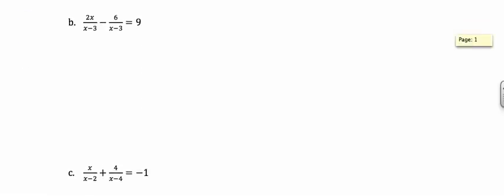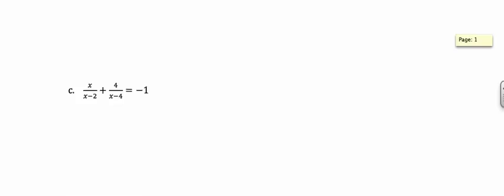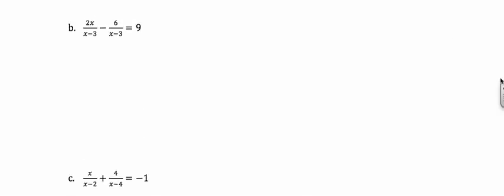Another method that you can use, I'm actually going to skip ahead to, no, I'll do B. B, we could get a common denominator too. We're already almost there. The other choice that you have is to multiply. I like this option a little bit better. You can multiply by your least common multiple.